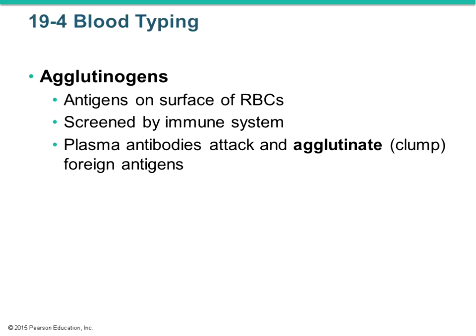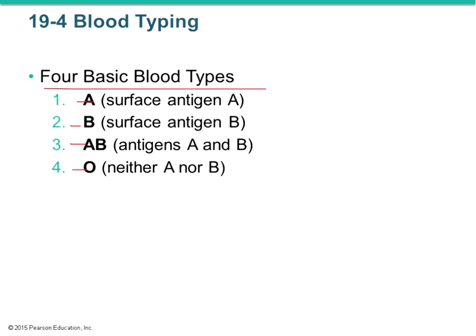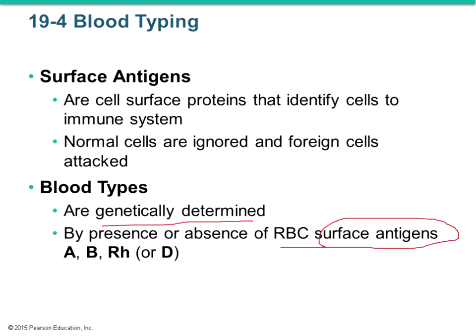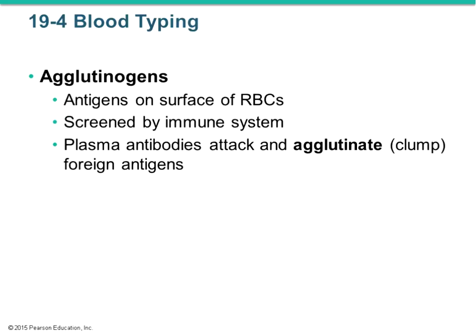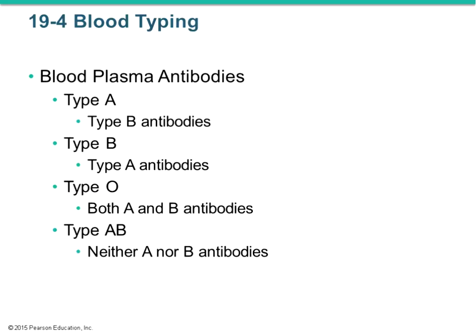And you have agglutinogens, antigens on the surface of the red blood cell that are screened by the immune system. If it's not the right surface antigen, then your body is going to attack it. Plasma antibodies will attack and cause clumping, or agglutination, of those foreign components. So, basically, it depends on what you have.